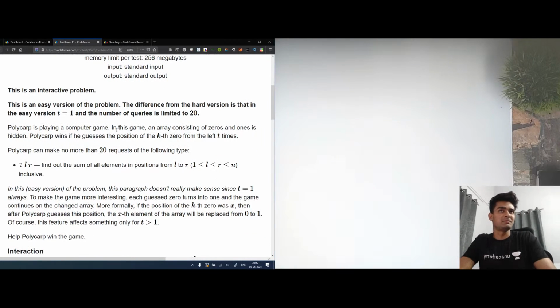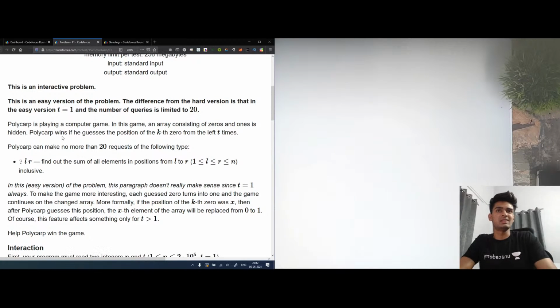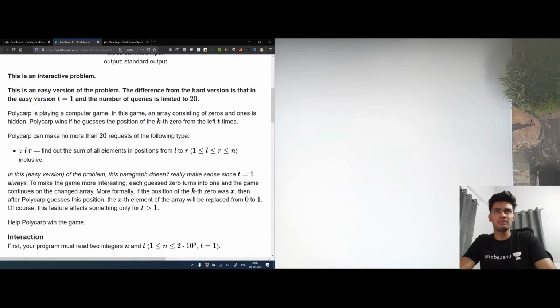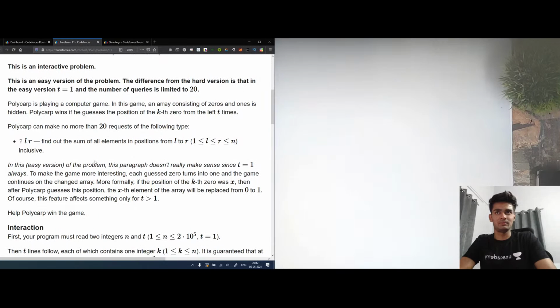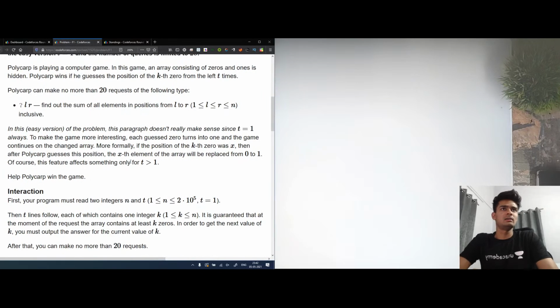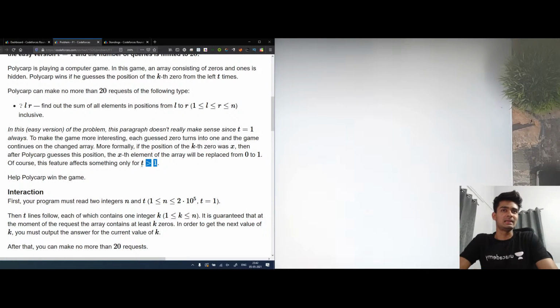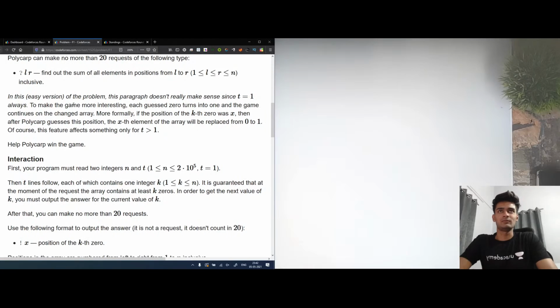Polygraph is playing a computer game. In this game, an array consisting of zeros and ones is hidden. Polygraph wins if he guesses the position of the kth zero from the left t times. Polygraph can make no more than 20 requests of the following type: question mark L R, find out the sum of all elements in positions from L to R inclusive. Basically in this, it is given that t is equal to 1 only for the easy version. So let's skip this paragraph.